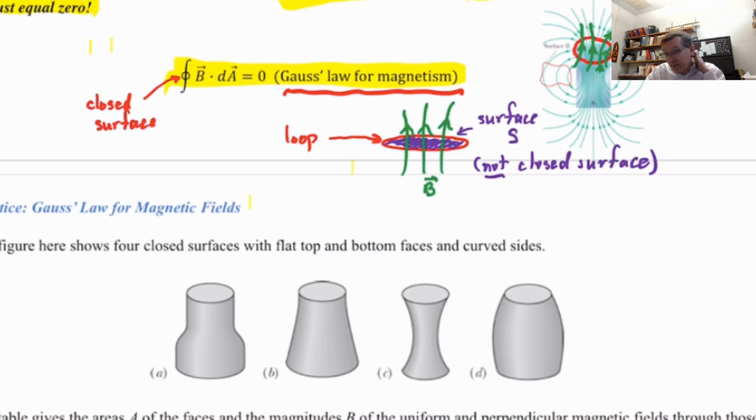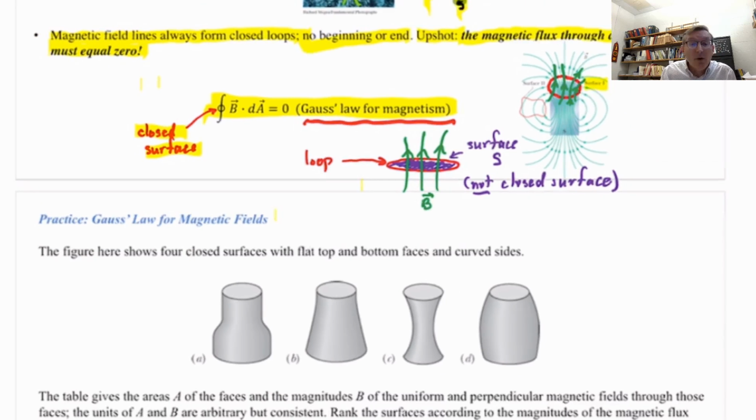There is a magnetic flux through that surface, okay? Because there's piercing going through. What we're talking about with Gauss's law for magnetism is a closed mathematical surface, like the surface of a blown-up balloon. And there you will discover that the total magnetic flux is always zero. Okay, so that's really the point of this video.